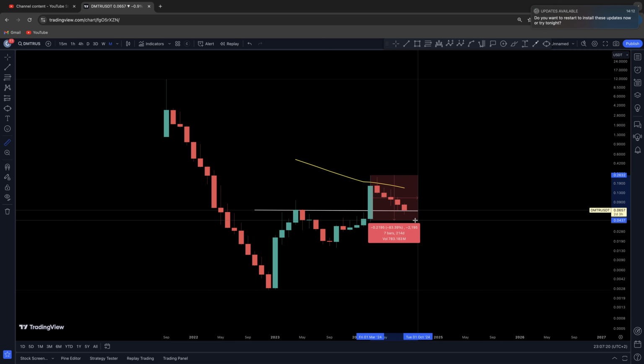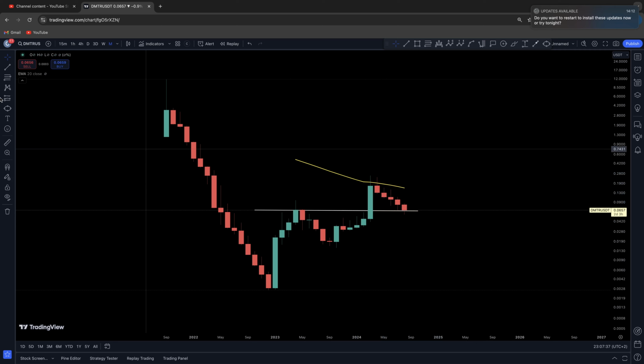So if we were to get something like an 83 to 85% correction, we'd be looking at retracing back down to around 0.04. So if you had a correction very similar to this previous one, to a higher level of support, then 0.04 is something to look out for.